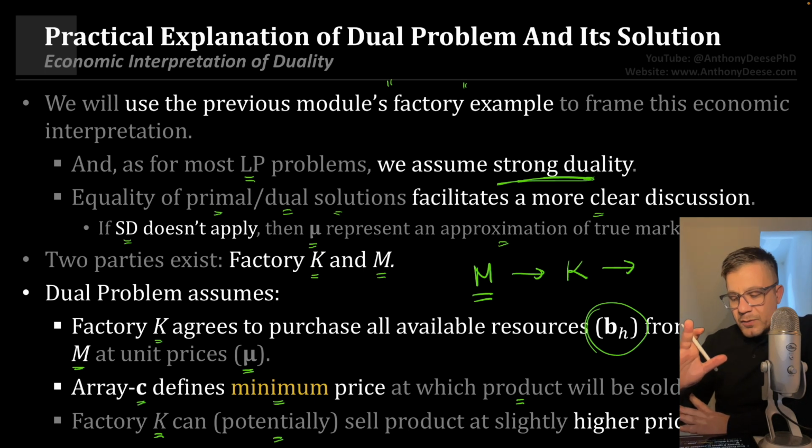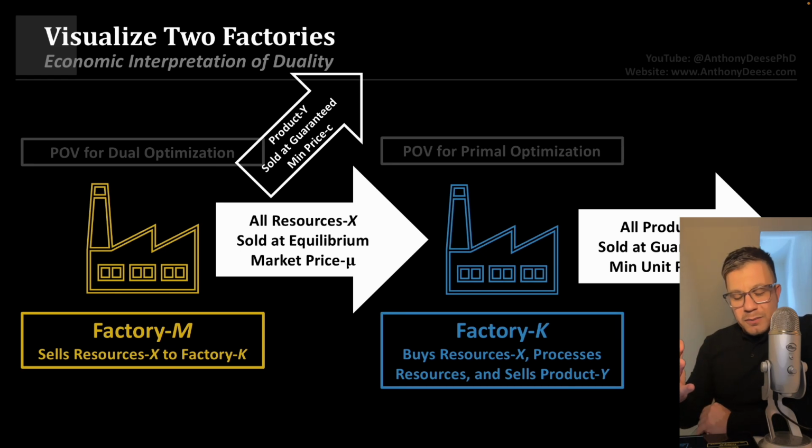Don't want to talk about this too much yet, but we do have to leave the door open that factory M can also produce this product, but we're going to assume that factory K, because they're quote-unquote better at it, can sell it at a slightly higher price. That's not a hard assumption, but it does help with the intuition of this problem.